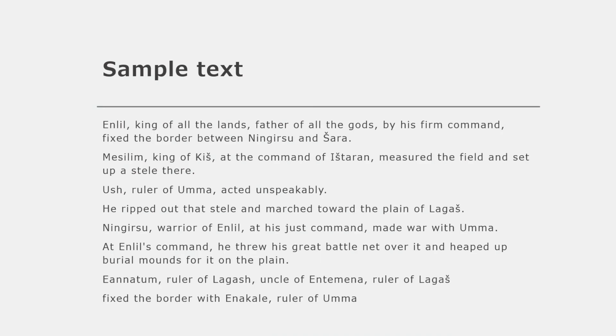The last thing I'm going to do is read a sample text. I got this from the Wikipedia page on Sumerian, but there are lots of books that you could go find and read, texts translated from Sumerian into English, just to whet your appetite.